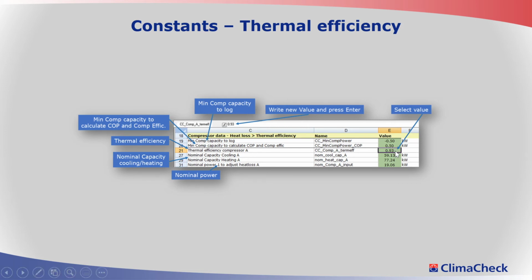If you know that your compressor has active cooling, if it sits in front of a fan or there's actually a fan just to cool the compressor, then this value needs to be changed. We no longer have 7% heat loss, we have much more heat loss.